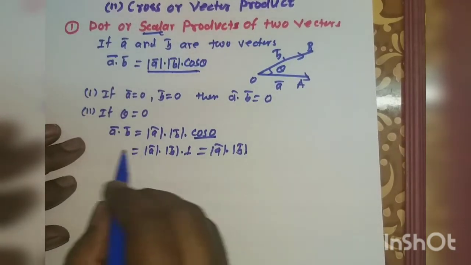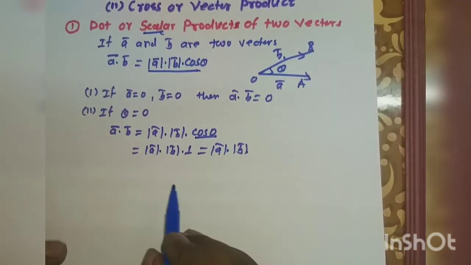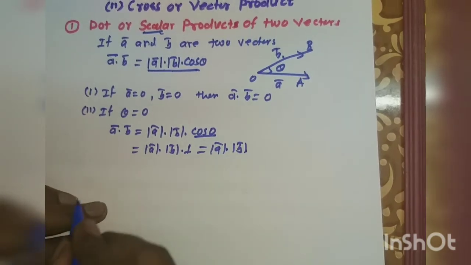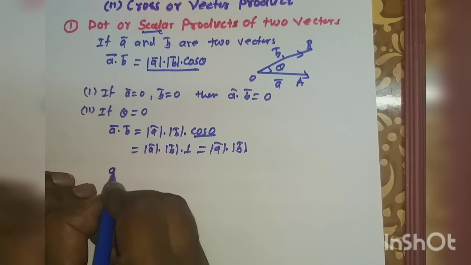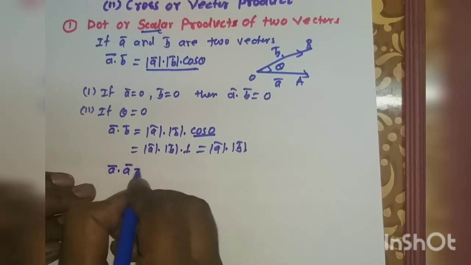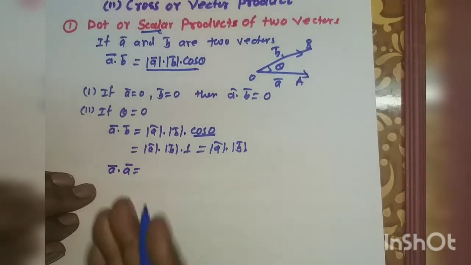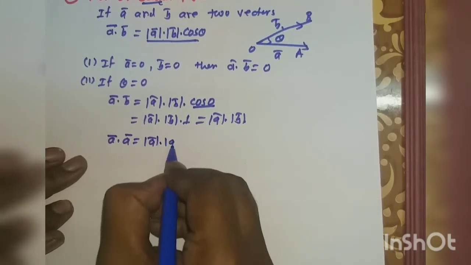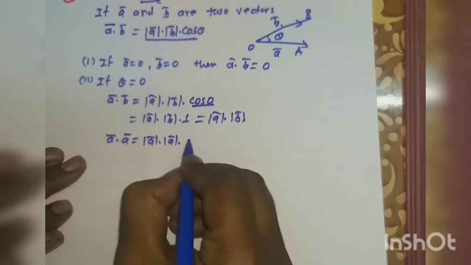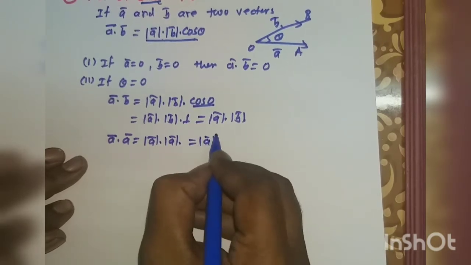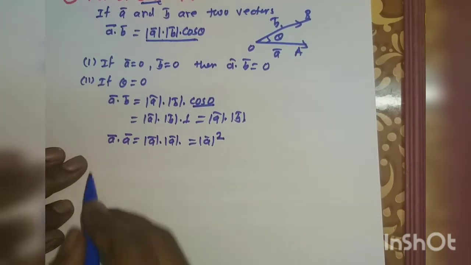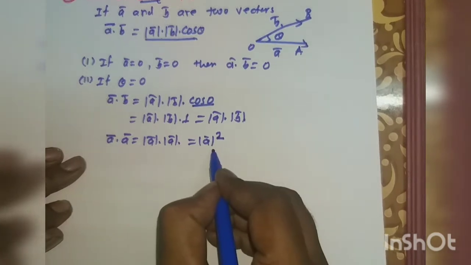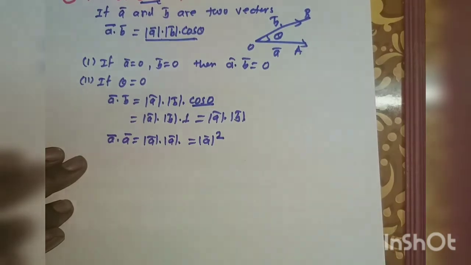That means if the angle between two vectors is 0, then its dot product is mod a bar into mod b bar. That means if we take a bar dot a bar, that is the dot product of the vector with itself, then we write mod of a bar into mod of a bar. Cos 0 is 1, that is mod a bar square. The scalar product of any vector with itself is its magnitude square.